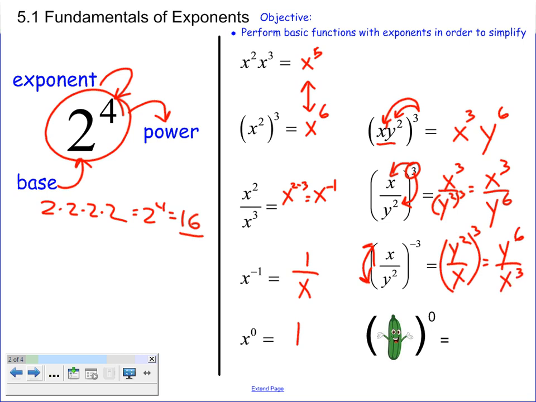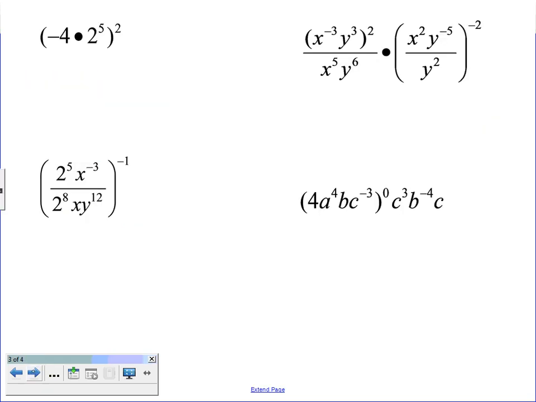So a nice thing to do is to get rid of negatives right away and put them in the correct position. Down here we have anything to the 0 power is 1. Even pickles to the 0 power is 1. Okay? So just to put that in there so you understand that it could be anything. Let's look at some examples here.